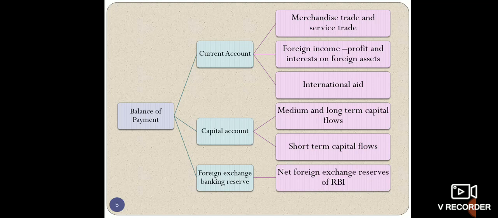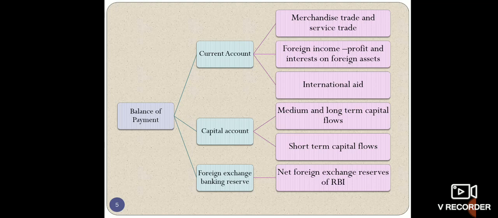That is called the current account. The second one is the capital account, and the last one is foreign exchange banking reserves. So what is current account? Current account includes merchandise trade and the service trade. Okay, so merchandise trade means when you are going to send some goods, when you are providing some services, you should get some return, some consideration should be there, then only it is called a sale or purchase, right? So that is called merchandise trade.